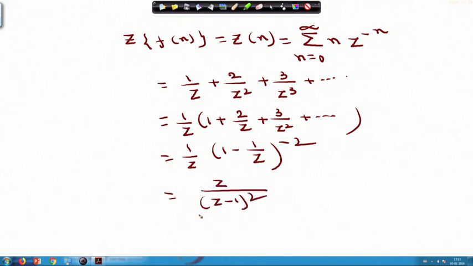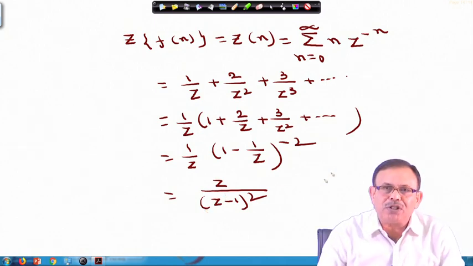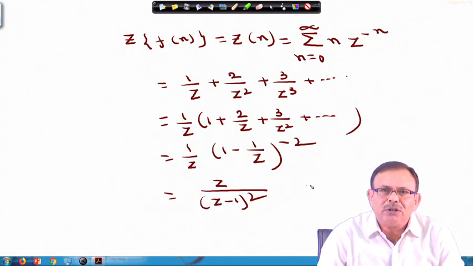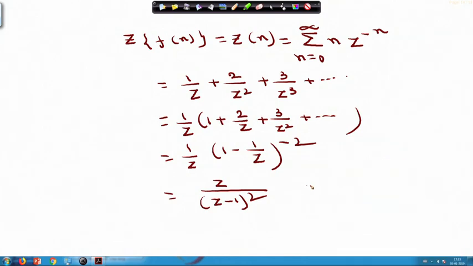So either by that way or by simply evaluating the series and then simple manipulations, I can say that the z transform of n equals z by z minus 1 whole square. In the next class we will do some properties of the z transform, and we will see more on how to find the z transform of some important functions.